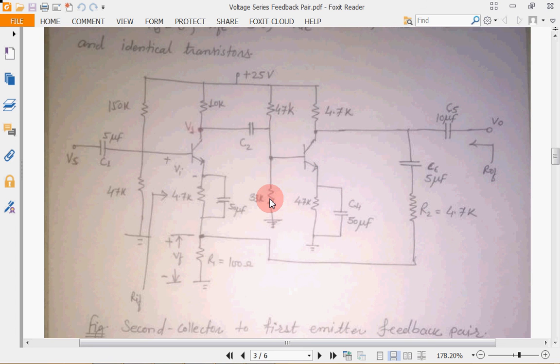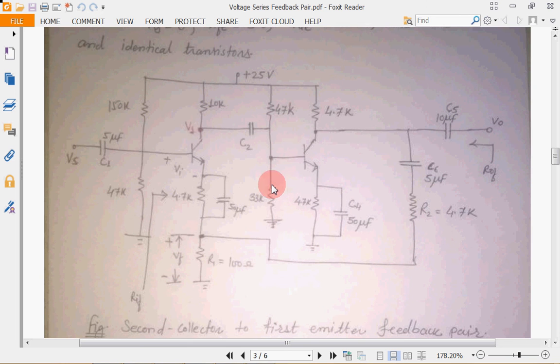And one more thing will come into picture, and that is the input resistance of this transistor, that is HIE, right? This resistance will not come into picture because this is shorted because of the AC equivalent model. We will short this capacitor, so there will be no resistance here, right? So only HIE of this transistor will come into picture, so that is also in parallel with this.